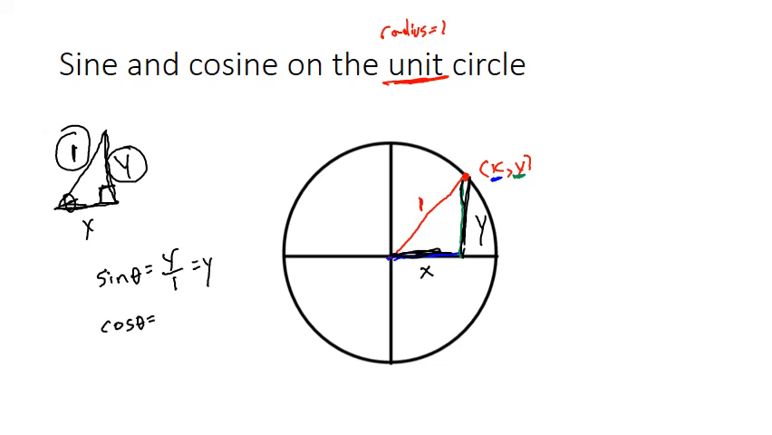Cosine of theta is adjacent over hypotenuse, which is going to be x over 1, or just x. So basically, what that tells us is that x is the same as cosine of that same angle theta, and y represents the sine of that same angle theta. So again, this is important for us to remember later on. This relationship is always going to happen on the unit circle. X is cosine and y is sine of our reference angle.